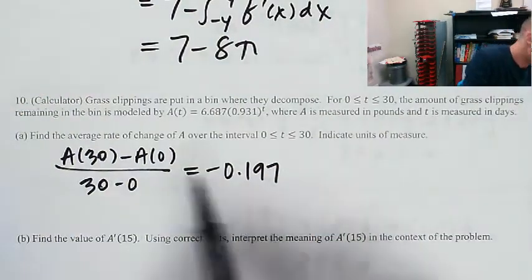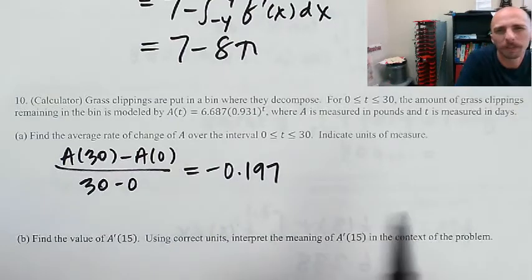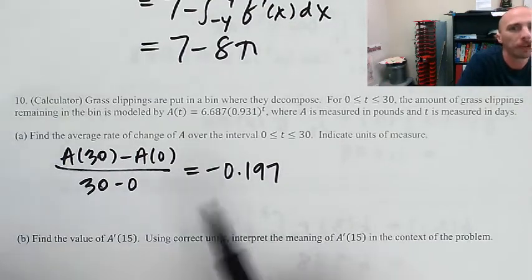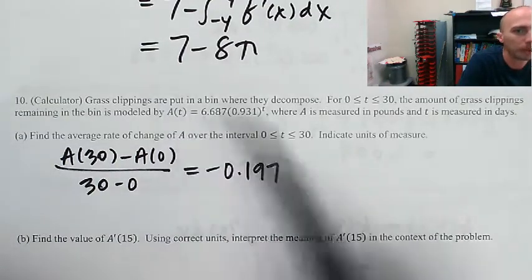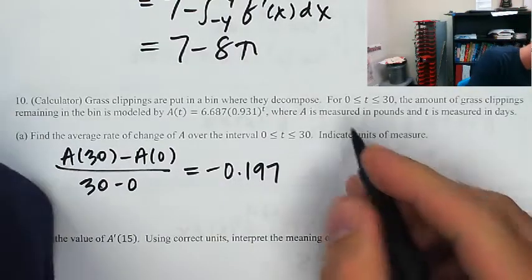The units of measure, this is kind of an approximate value of the derivative, and we know that the derivative or the rate of change, its units are units of A divided by units of t, so pounds per day.